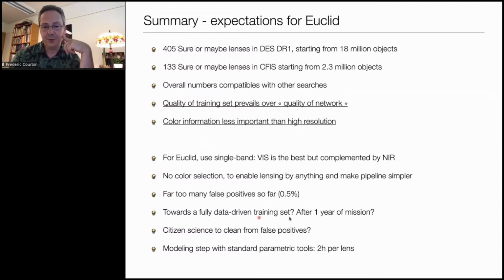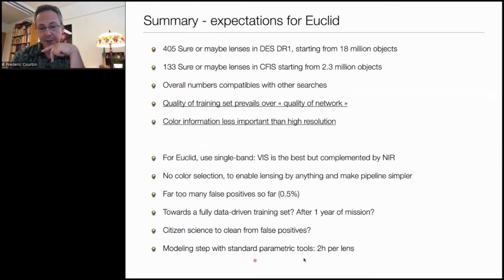And again, we want to go to a fully data-driven training set. After 1 year of mission, we should have enough real lenses, if we find them with the networks trained with the simulated training sets. Then we should have a sufficient number of lenses after 1 year to migrate to self-supervised or unsupervised learning. And of course, you see visual inspection plays a big role in this. So citizen science is something we are also starting to implement.